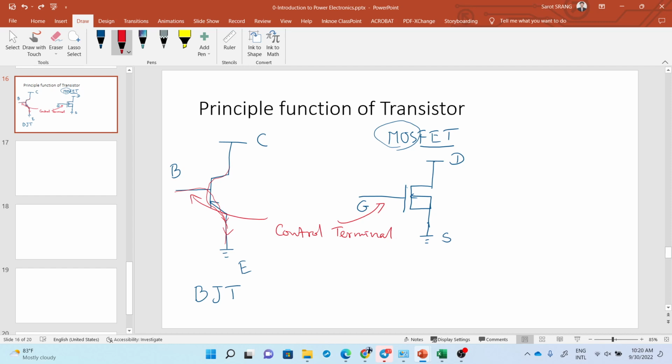So that's why it's called field effect. It just uses the field to turn on. But for this one you need a small current inside here to turn on. This one just uses the field. That's why it's called field effect.